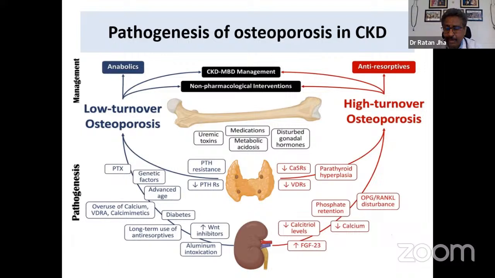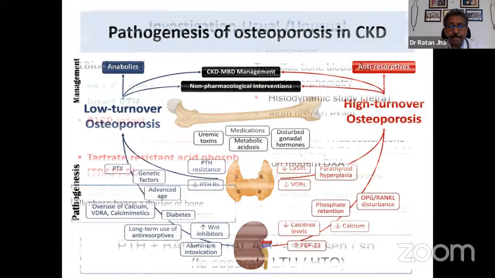So there are various factors, and when we make a diagnosis of low turnover osteoporosis, you have to give drugs which are anabolic in function, like parathyroid hormone. And when we're thinking of high turnover osteoporosis, we have to give drugs to prevent the resorption cycle, that is anti-resorptive drugs, like denosumab or other drugs that we'll discuss in a subsequent slide.